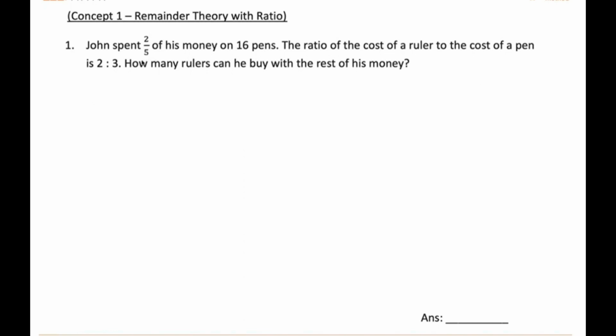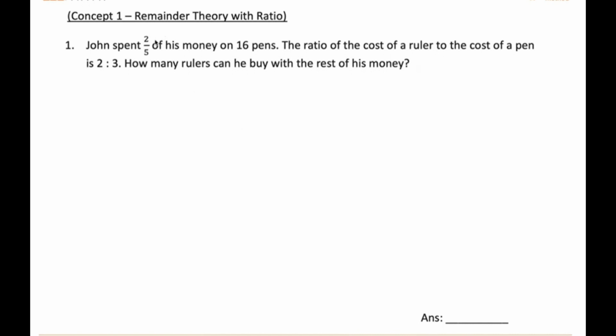So John spent 2/5 of his money on 16 pence. The ratio of the cost of a ruler to the cost of a pen is 2:3. How many rulers can he buy with the rest of his money?